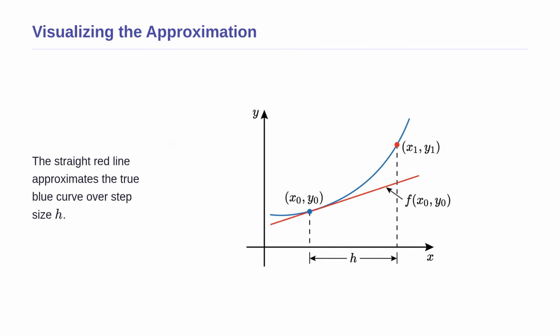Before we move on, let us see this with a concrete visual. Here, the blue curve is the true hidden mathematical function we want to find. We start at the known point x0, y0. The red line represents our calculated tangent slope. By following this straight red line for a horizontal distance of h, we arrive at a new estimated point, x1, y1. Notice the small vertical gap between the red point and the blue curve at the end of the step? That gap represents the error introduced by our straight line approximation.